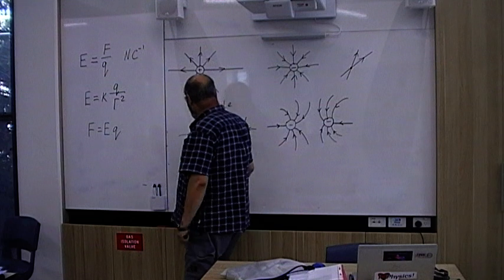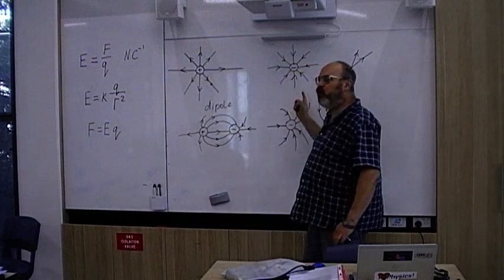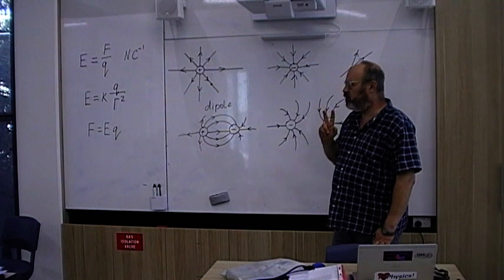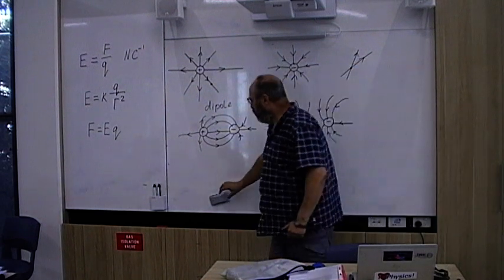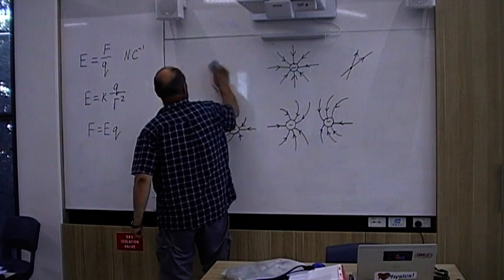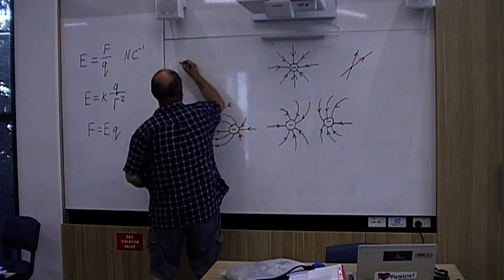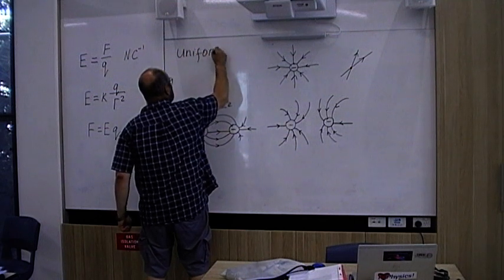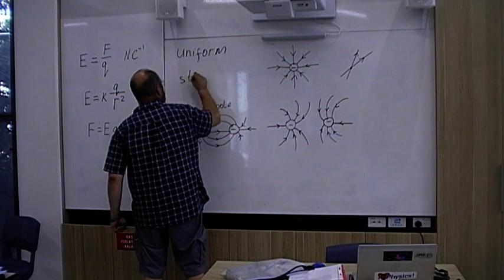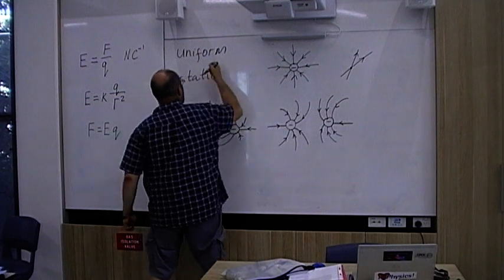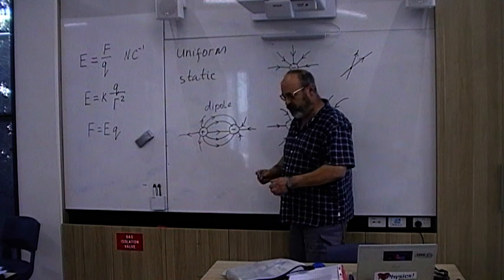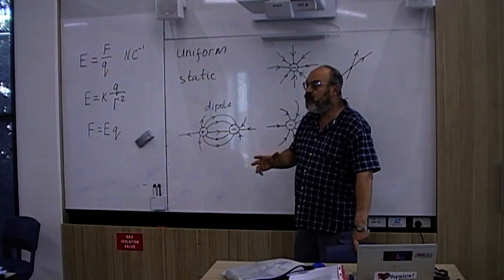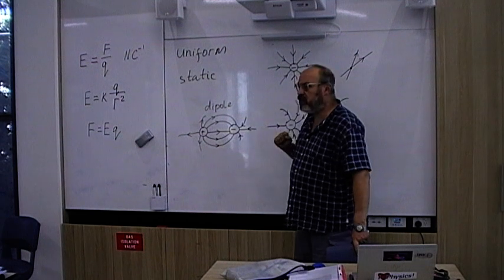And all those fields are non-uniform. Now, two terms that we need to distinguish when talking about fields: uniform and static. What does uniform mean? What do you think? Same everywhere. At every point it's the same.